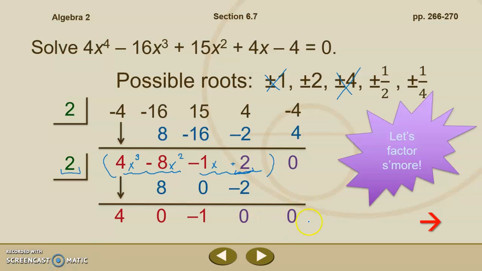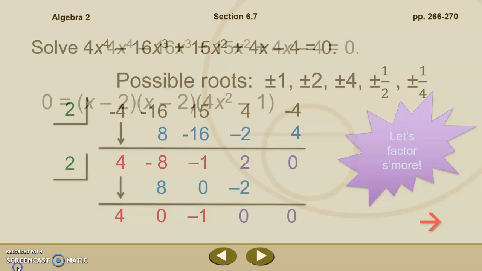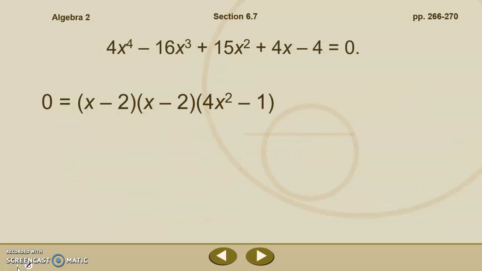So we have our 0 remainder here. And we have our new constant term. This is our x term, and this is our x squared term. So we're left with 4x squared minus 1 as our second depressed polynomial. So here's what we have found out so far. We divided by 2 to begin with to get our first depressed polynomial. We divided by 2 again to get our second depressed polynomial.